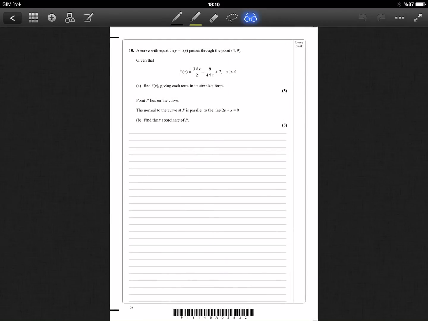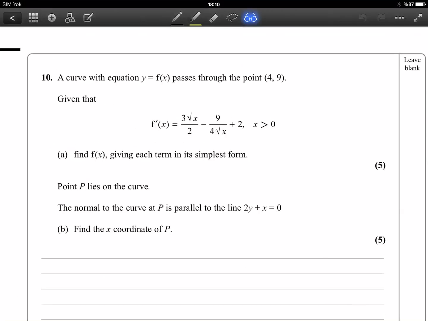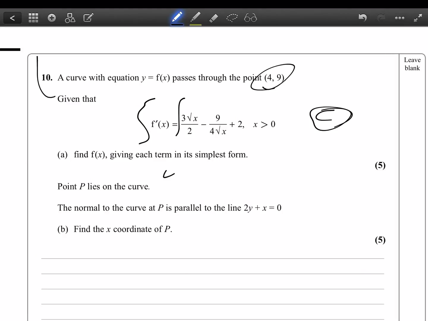And the last question. What is the last question? A curve with equation passes through the point (4, 9). Given that the derivative is given, we have to do integration for that, and then the constant will be found by using these two points. Point P lies on a curve, the normal. That question will be solved in the next video.